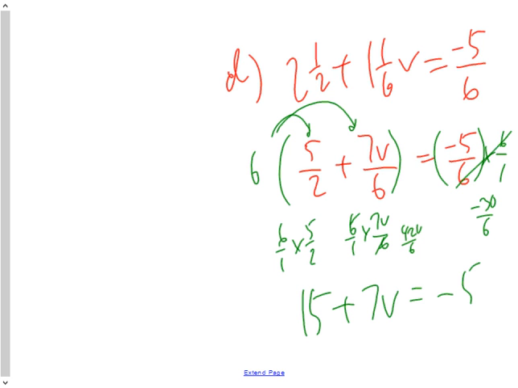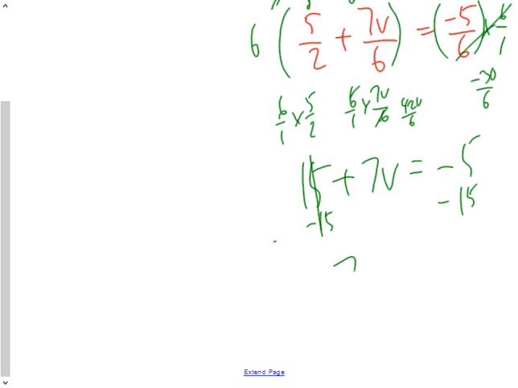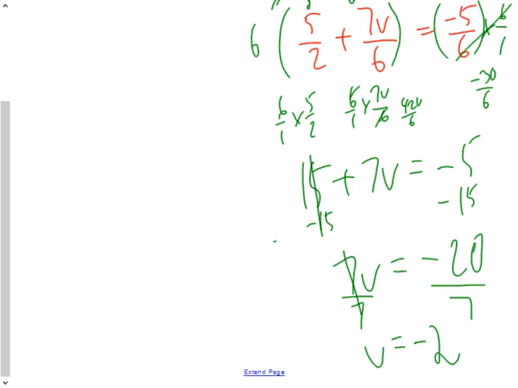Oh, I remember why I did this. I did it in tutoring yesterday. You get 7v equals negative 20. Divide both sides by 7, and v will equal negative 2 and 6/7. Or as a decimal, whatever.